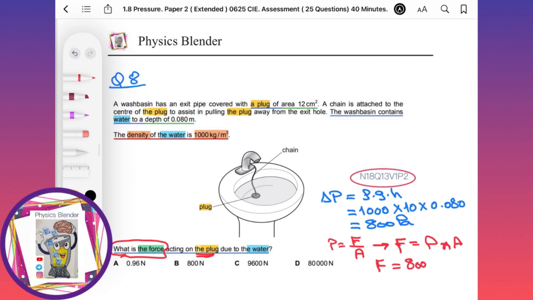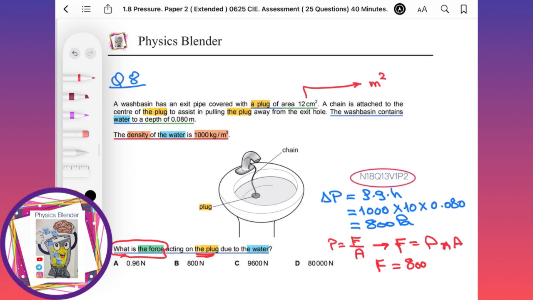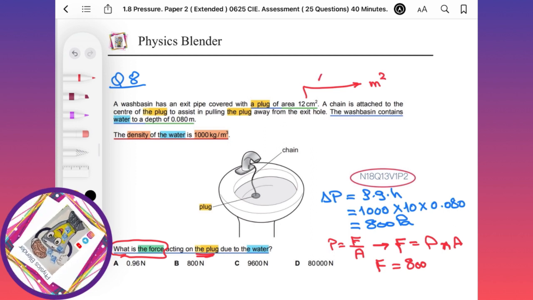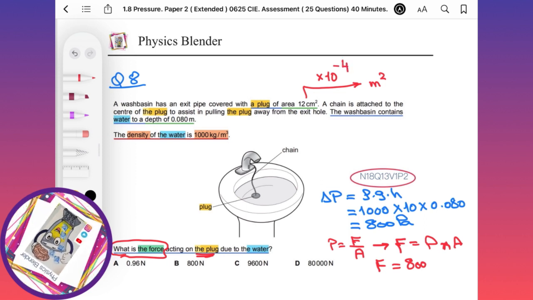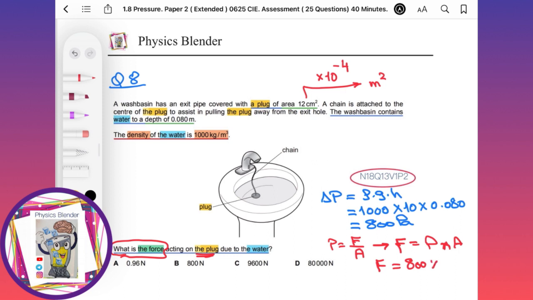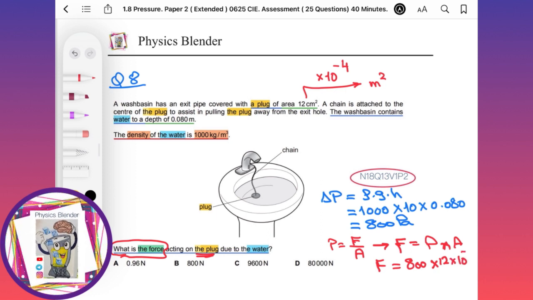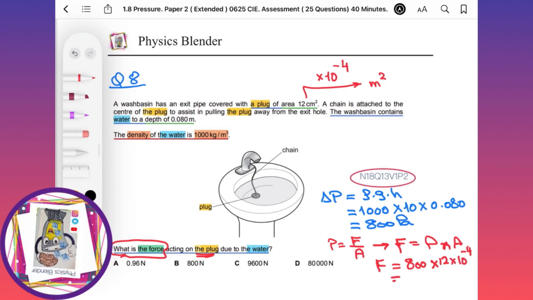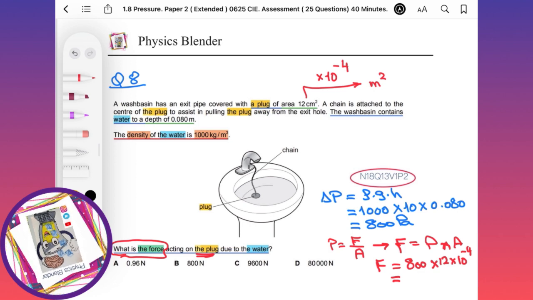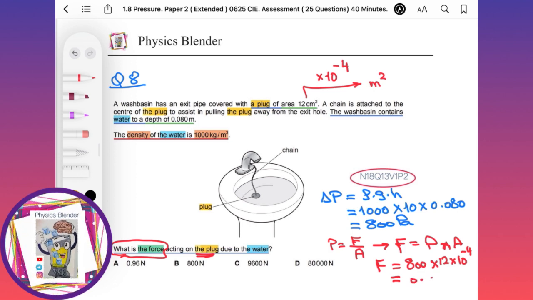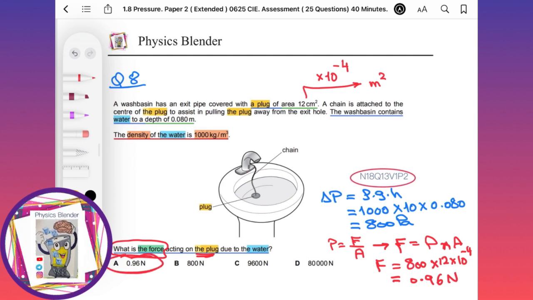Here the area is in square centimeters. You have to convert to square meters. Use scientific notation. Multiply by 10 to the power of -4. So your area is 12 times 10 to the power of -4. Your final answer is 0.96 Newton. So your answer is A.